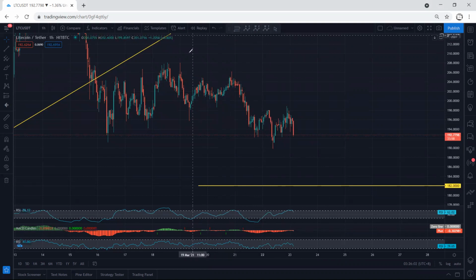And if this one couldn't continue and break, maybe this one can turn to a deeper correction. Similar to what I drew here, still we can expect this one to drop.